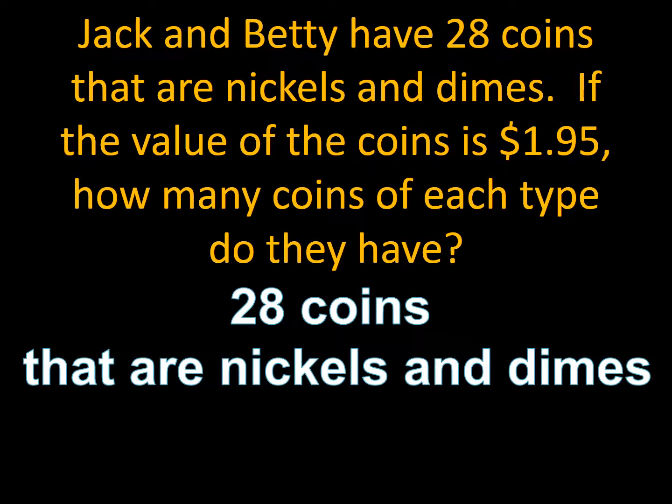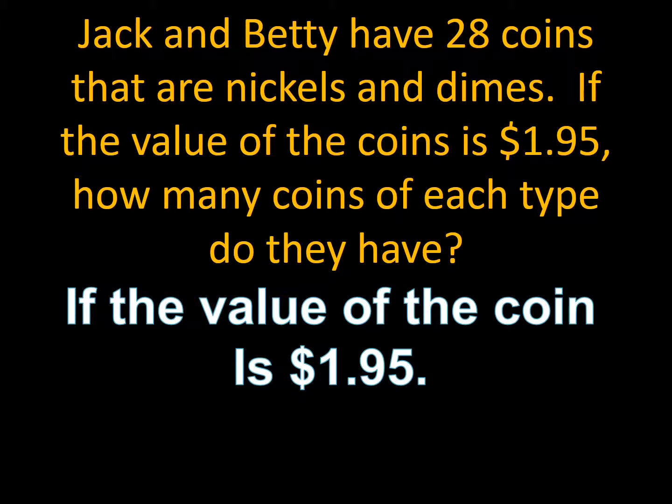In this problem, there are 28 coins that are nickels and dimes. So the number of nickels, N, added to the number of dimes, D, equals 28. The next equation talks about the value of the coins, which is $1.95.